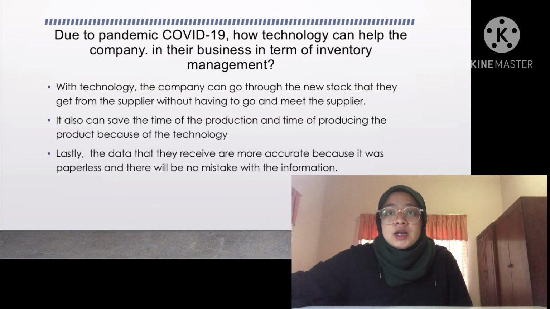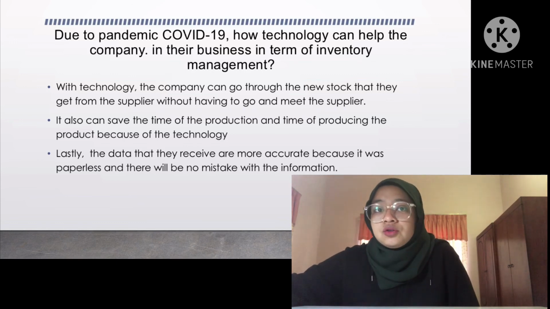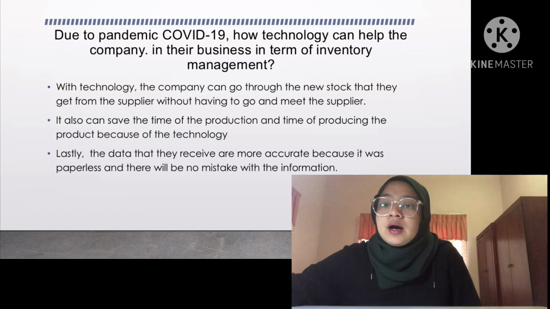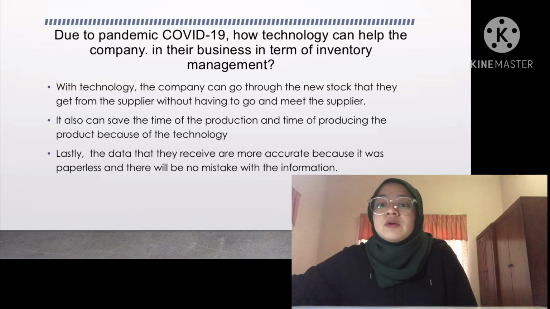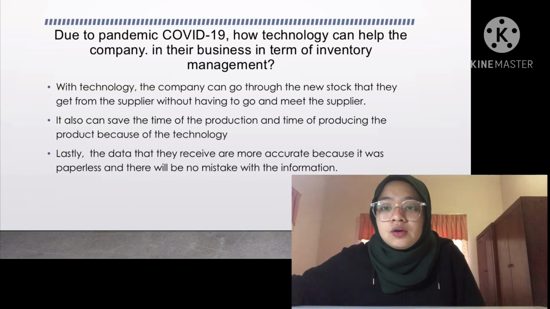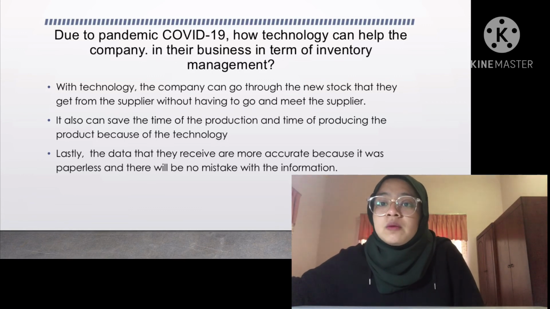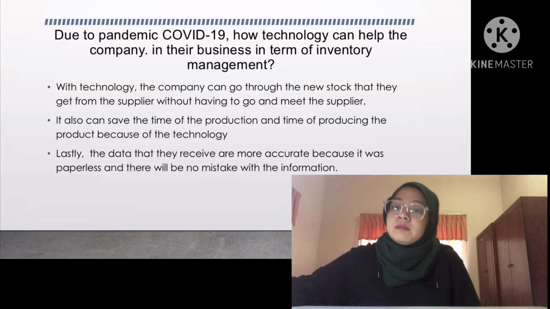Okay, lastly, is related to the current issue that has occurred in our country and other countries, which is COVID-19. So, due to the COVID-19 pandemic, how can technology help companies in their business in terms of inventory management? As for me, I choose Apple. So, how can technology help Apple Inc. in their business in terms of inventory management due to the COVID-19 pandemic?